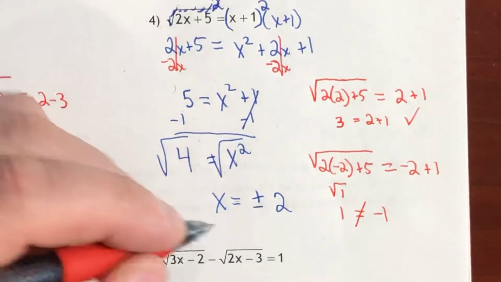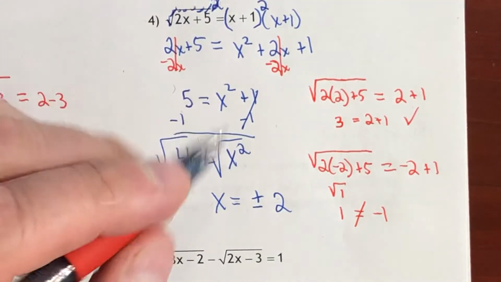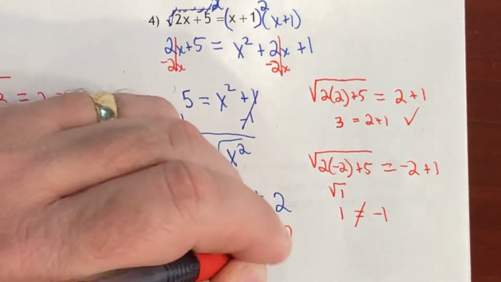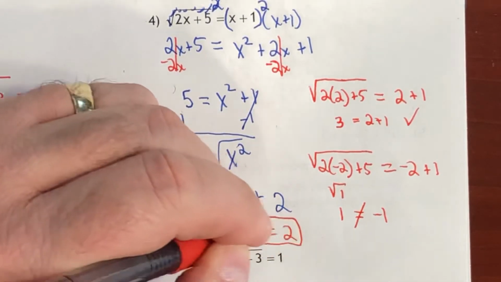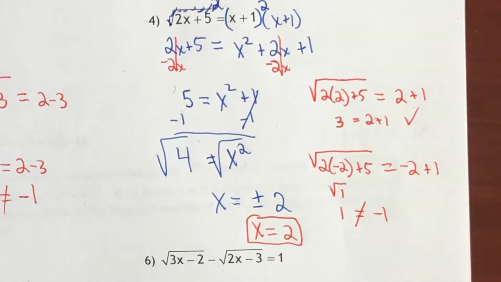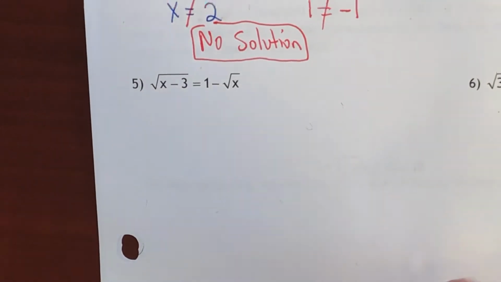Okay, so x only equals a positive 2 then. Just a positive 2. The negative 2, it does not work. Okay? All right. That was a little more difficult. Number 5.